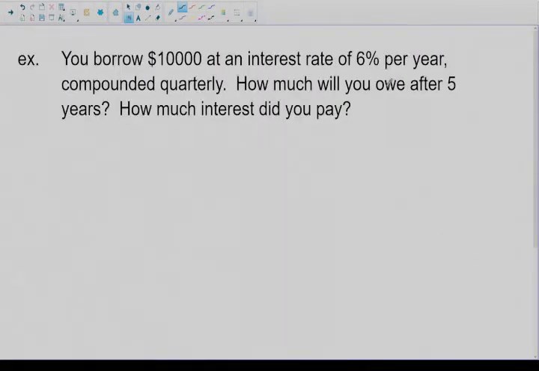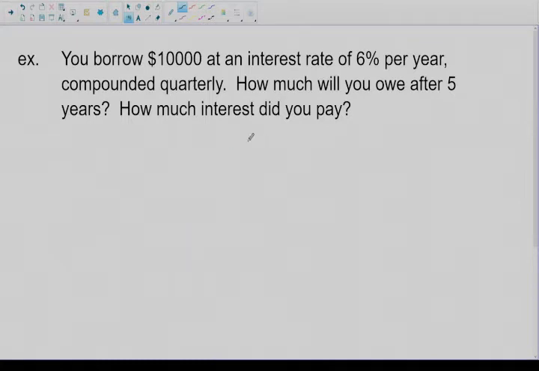So you borrow $10,000 at an interest rate of 6% per year, compounded quarterly. So there's that per year again, compounded quarterly this time. How much will you owe after 5 years, and how much interest did you pay? So this is a scenario where you're borrowing money and the money is again being compounded. Again, not a perfectly realistic scenario. This doesn't usually happen, but just because it's a math scenario, we're going to look at it anyway, okay?